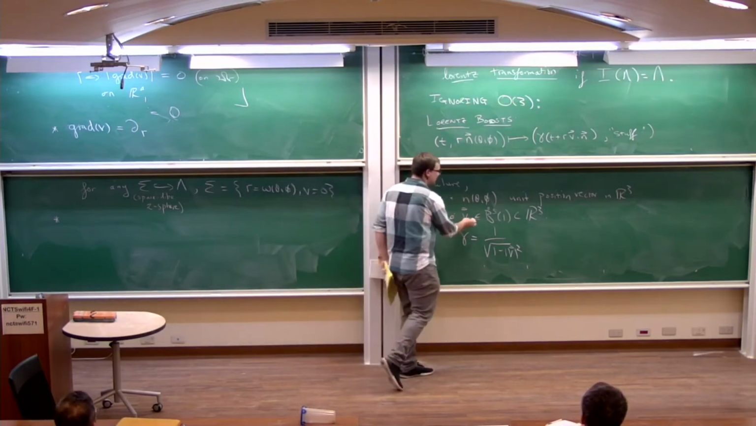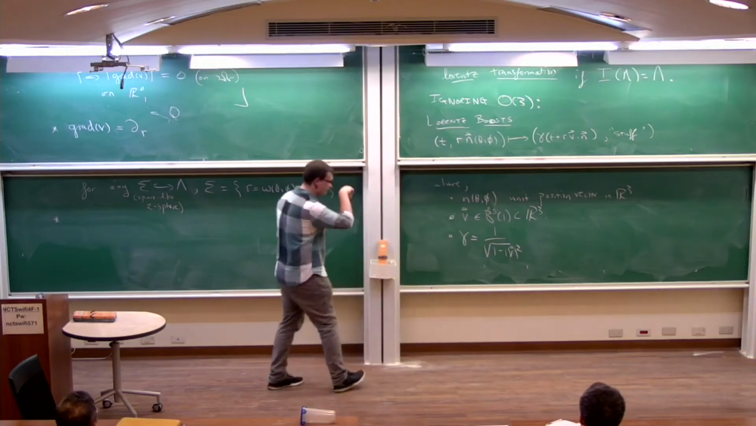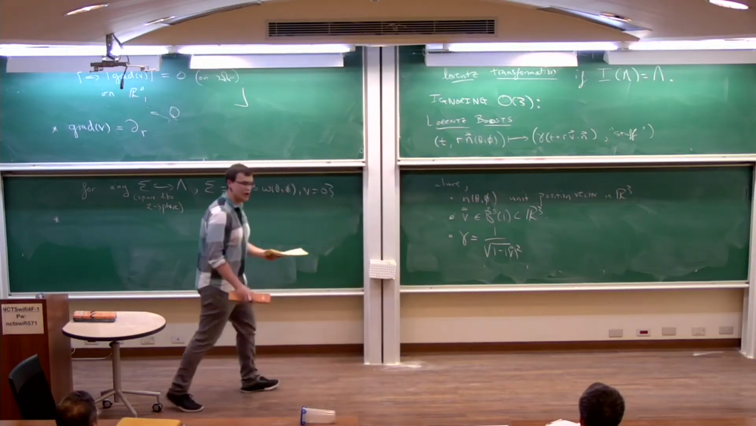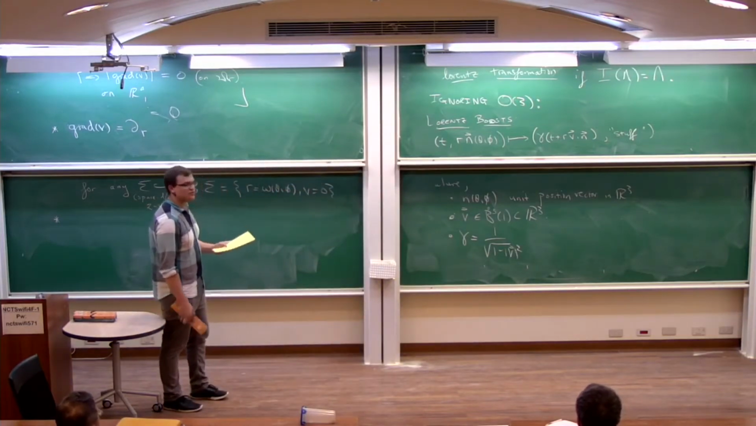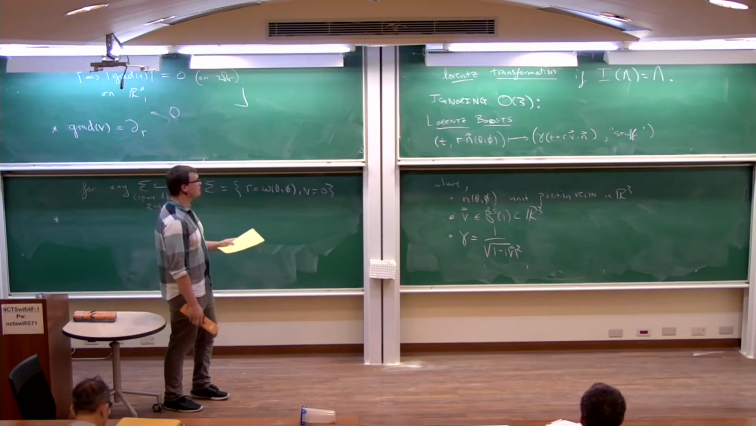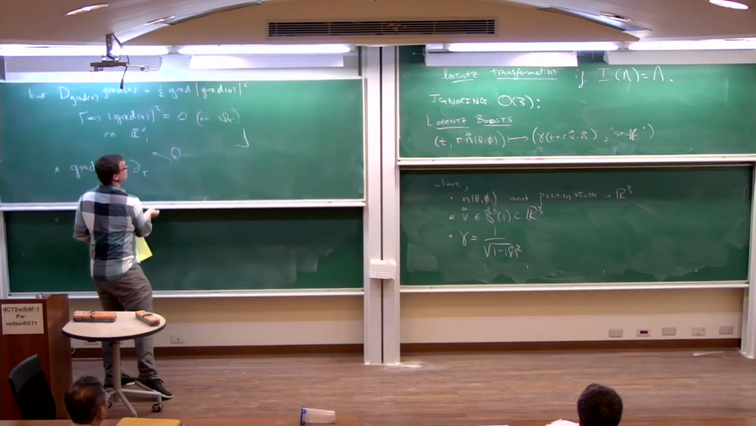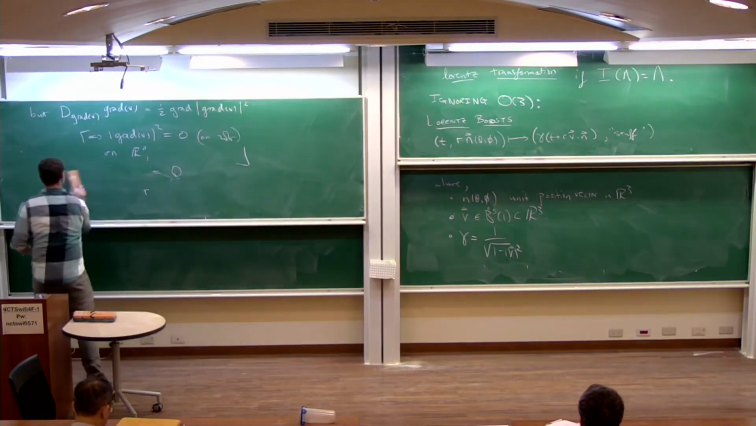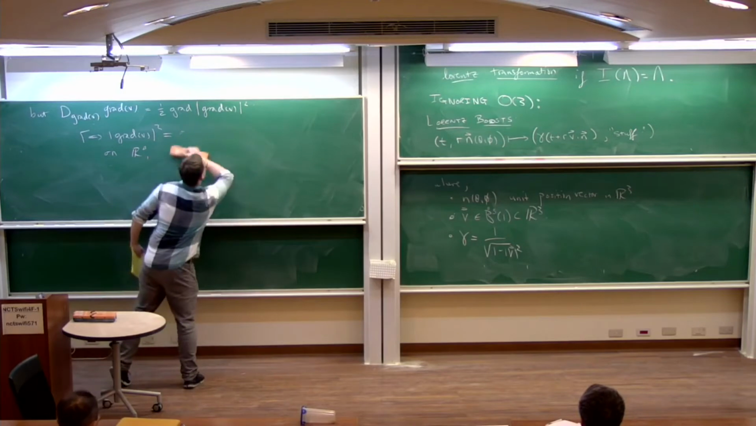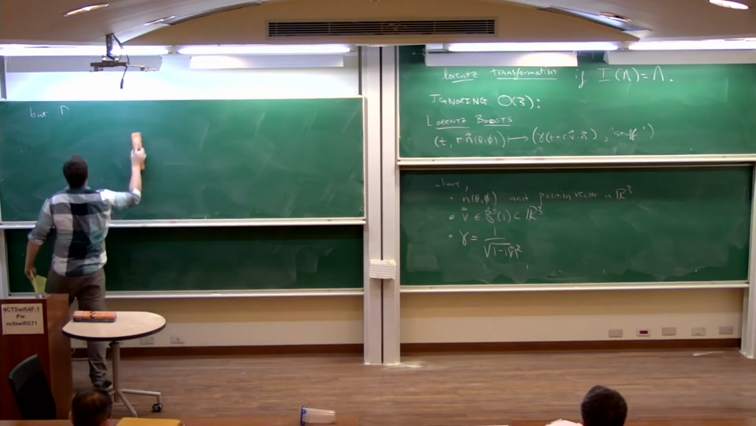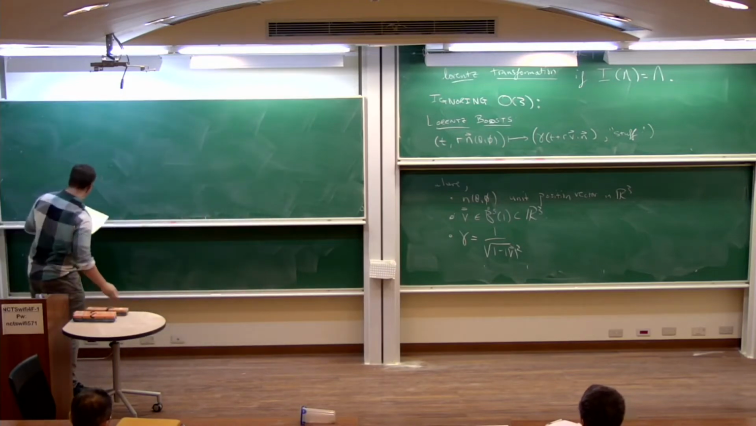So v is just an element in the unit ball, so something in R3 with length strictly less than 1. I'm running too big here. Maybe I'll cut the board in half. That's right.